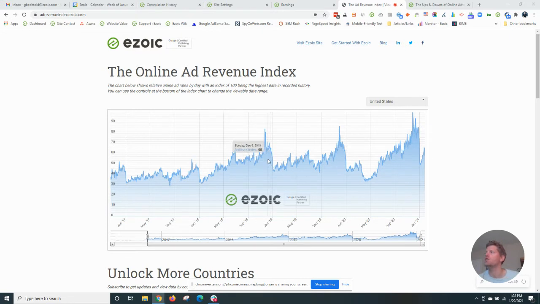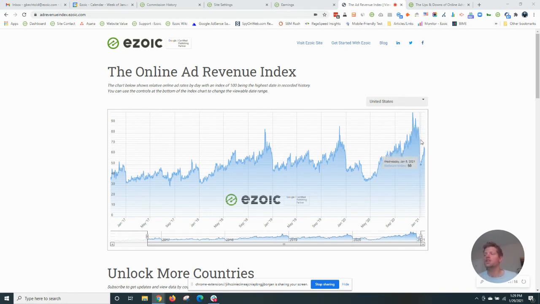You'll notice I have Ezoic's ad revenue index up here, looking back about 5 years. Every single year, you see these peaks in November and December, which measure the height of ad rates, followed by a significant drop in January. This happens every single year, as you can see again in 2019, and again here in 2020 to 2021.